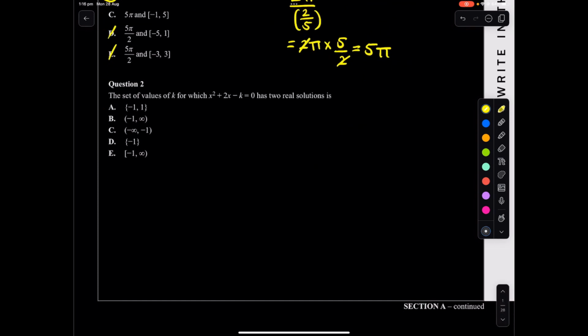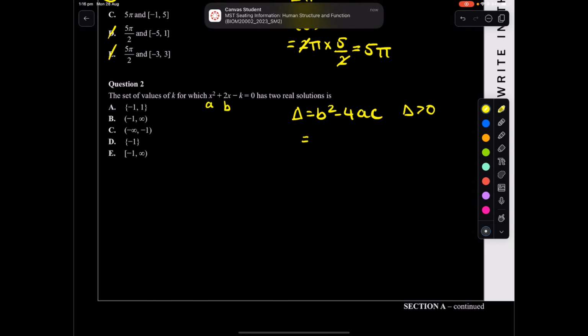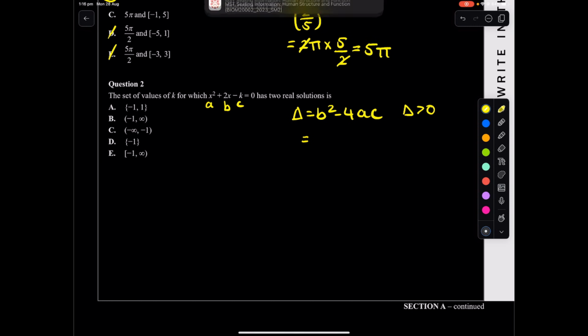The set of values of k for which this has 2 real solutions is. You should straight away know to use the discriminant in this question. So the discriminant is b squared minus 4ac. And we want 2 real solutions, so your discriminant must be greater than 0. So what is our b squared here? This is going to be our a. This is going to be our b. This is going to be our c.